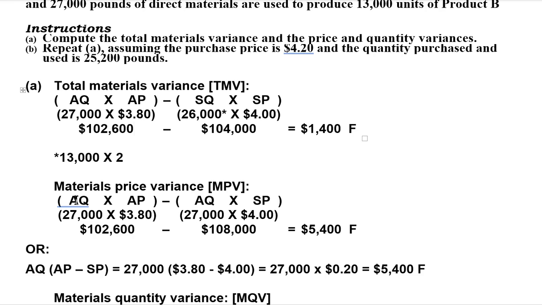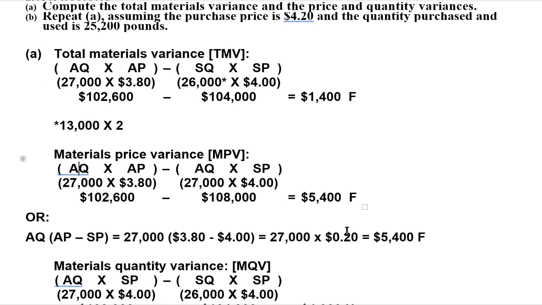So our calculation is actual quantity times actual price, and we subtract the actual quantity times the standard price. So 27,000 times the $3.80, and then we subtract from that 27,000 times $4. You can see that we end up with a favorable situation here because the difference based on the price is what we actually paid, $102,600, versus what we should have paid, $108,000. And so we have a favorable difference there of $5,400.